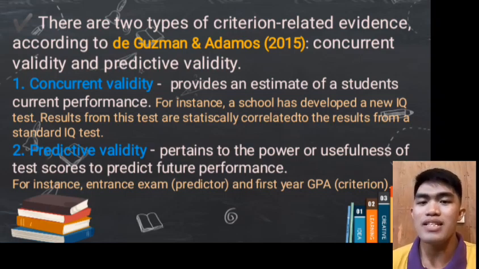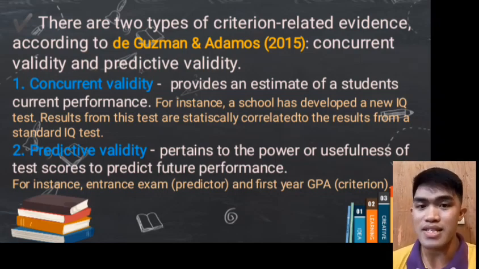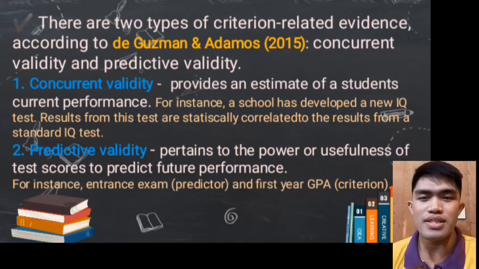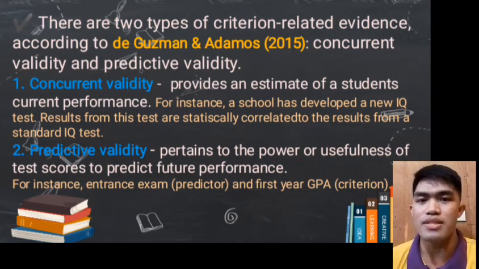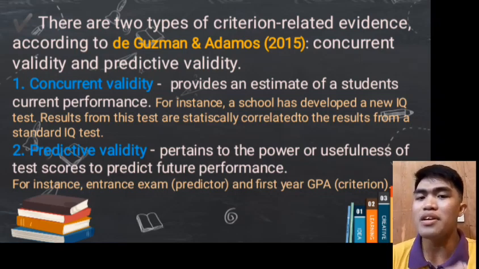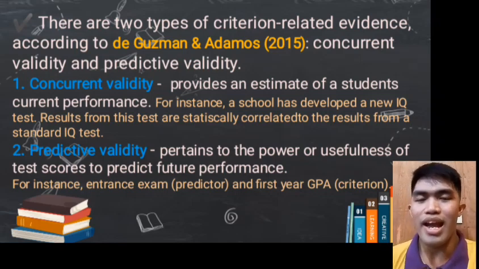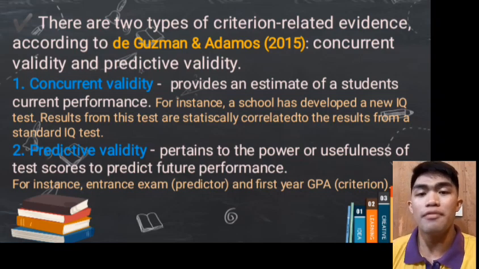For example, a school has developed a new IQ test, and then the results from this test are statistically correlated to the results from a standard IQ test. If the statistical analysis reveals a strong correlation between these two sets of scores, then there is a high criterion validity. In line with this, it is important to mention that data from the two measures are obtained at about the same time. And the second one, we have predictive validity.